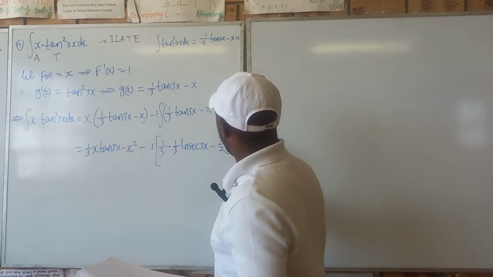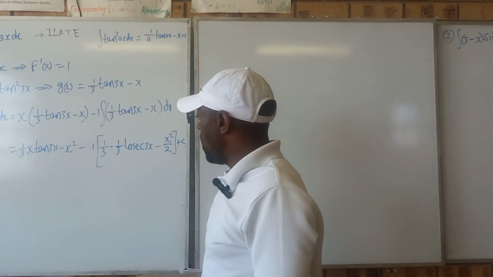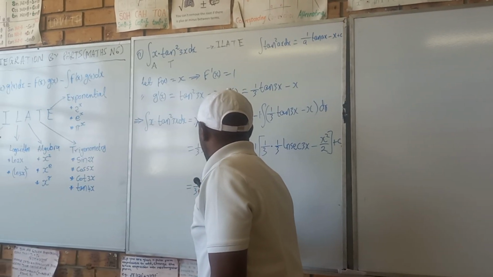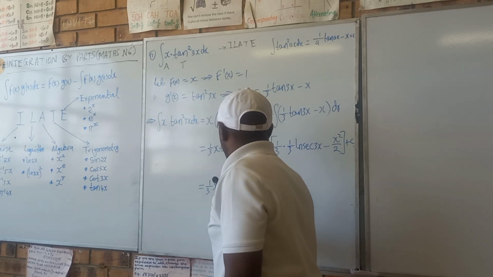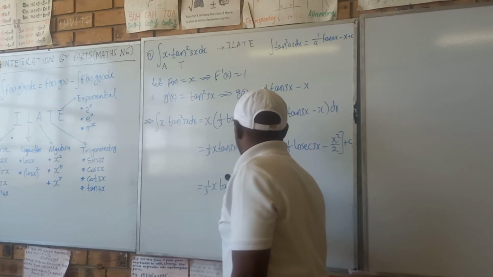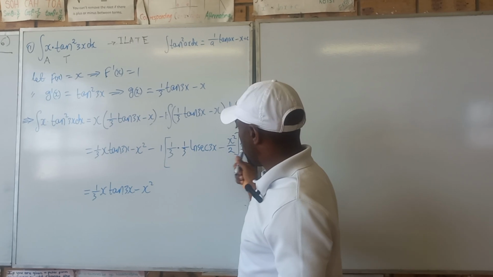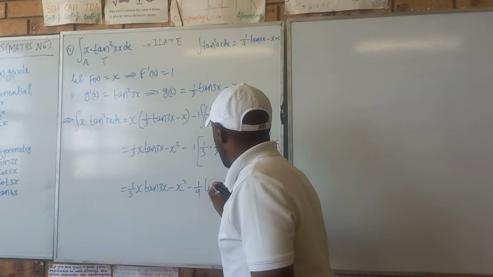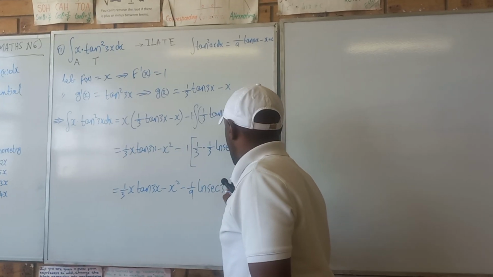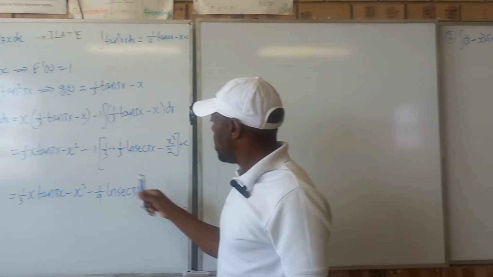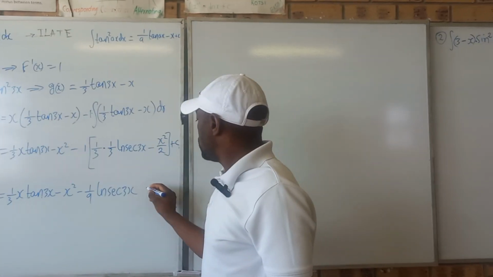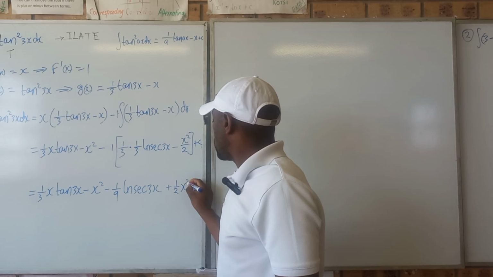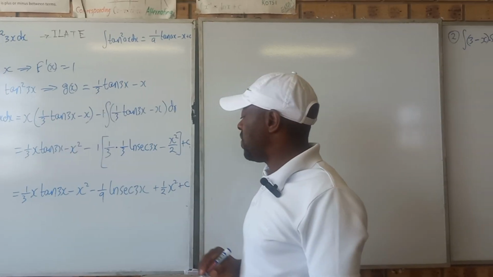If I now remove my bracket, I'm getting 1/3 x tan 3x minus x squared. Then if I release this bracket, this will be negative 1 over 9 ln sec 3x, then this negative will come there to give me positive 1 over 2 x squared plus c. So that's your final answer.